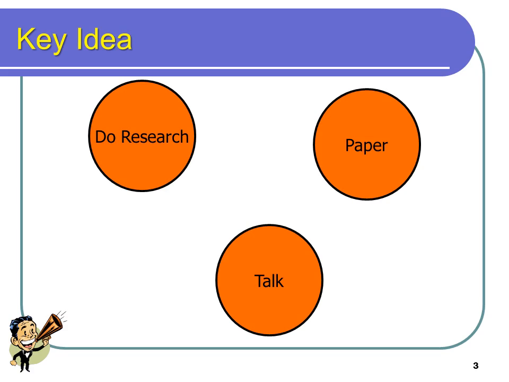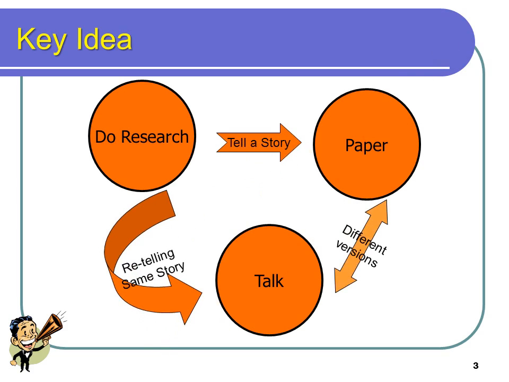The paper and the talk are different retellings of the story of your research. And because they're different retellings, they're different versions, which means they can use different words. In fact, the amount of details between a paper and a talk could be different. The sequencing of the storyline could also be different.